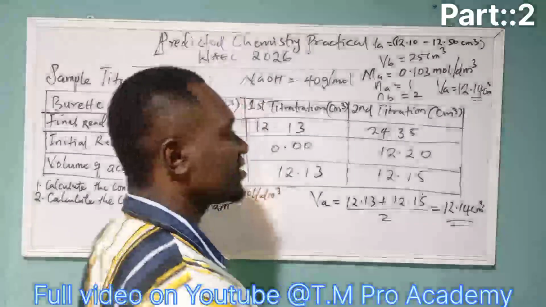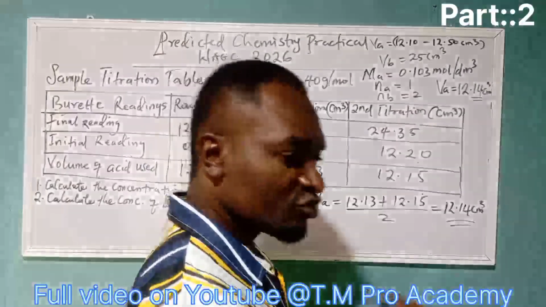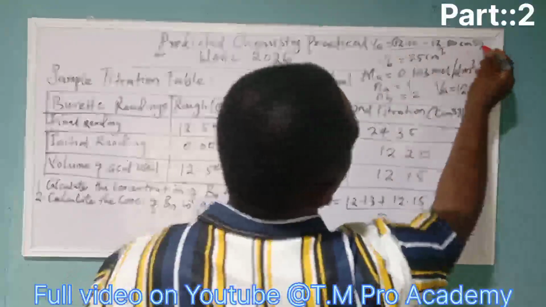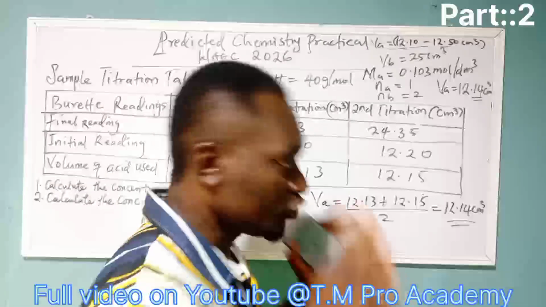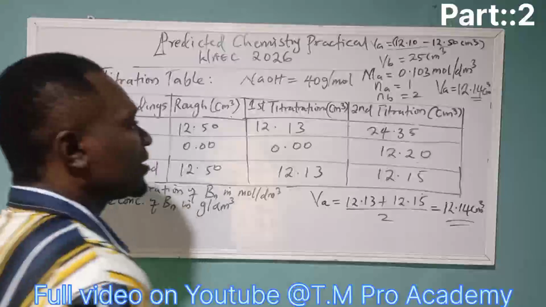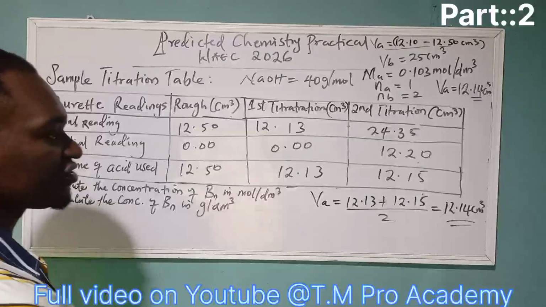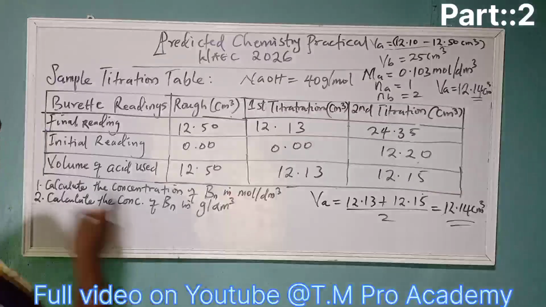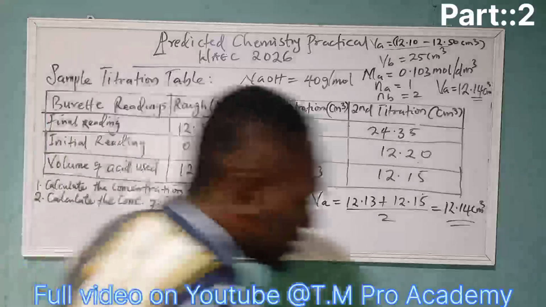So if you're a teacher, know that this value has helped you to understand that your students are good to go. But if they have a value within this range, 12.10 and 12.50, they are also very good to go. All right. Now, we have gotten the average volume of the acid used, 12.14 centimeters cube. So now let's calculate the concentration of the base in mole per dm cube.